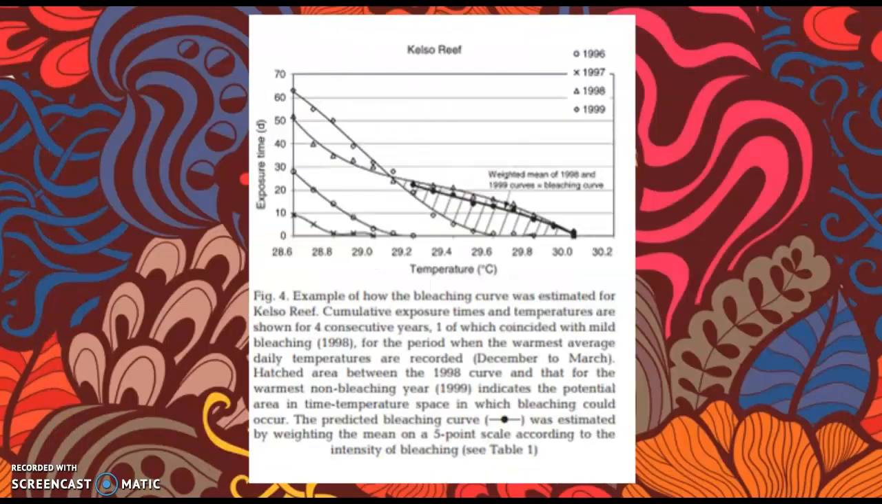Next, we can look at how accurate Berkelmans' bleaching curve was in predicting bleaching patterns. The bolder line here is his predictive curve, and then the thinner one here is the recorded observations. And just 4 years were used to collect data for this curve, but it's still really close to the other one. And it's negatively sloping because as temperatures rise, the coral's exposure time decreases.